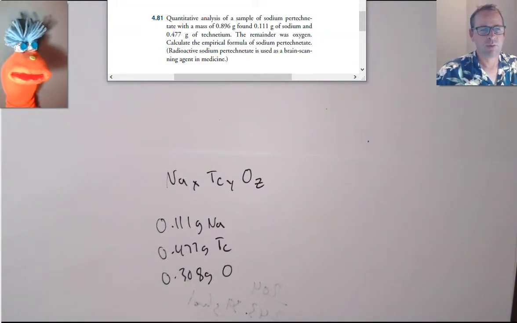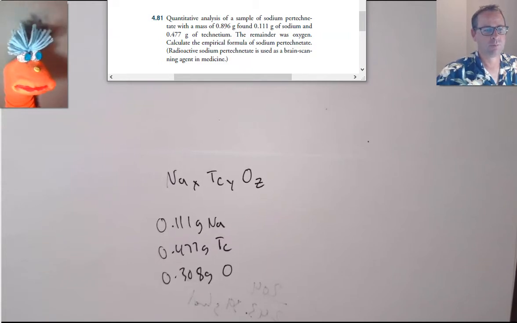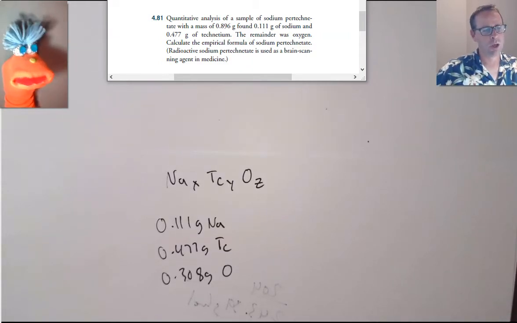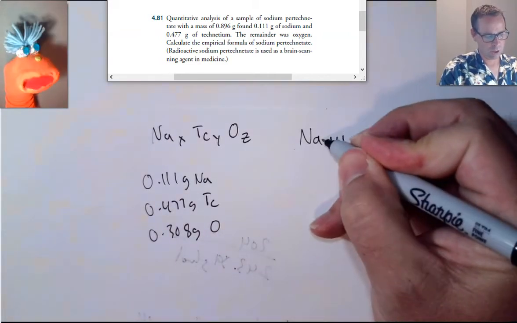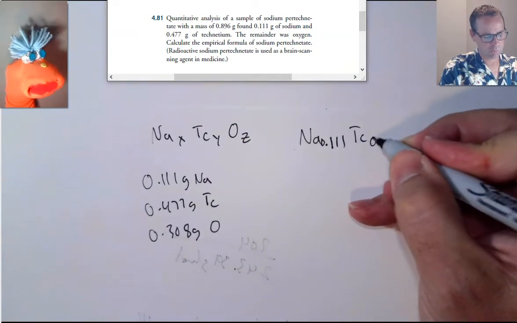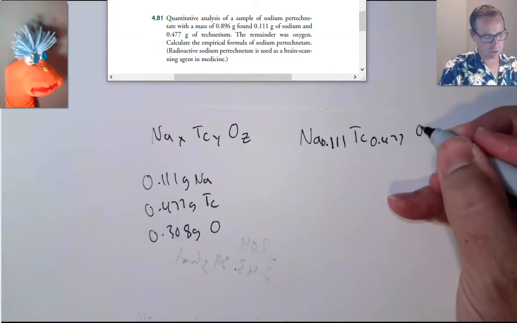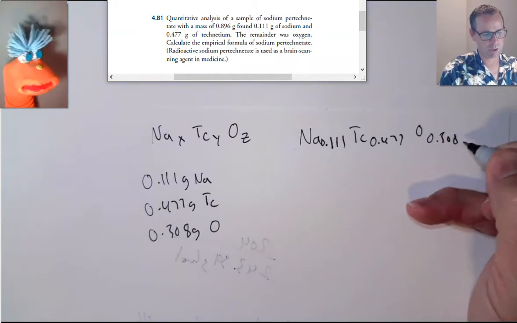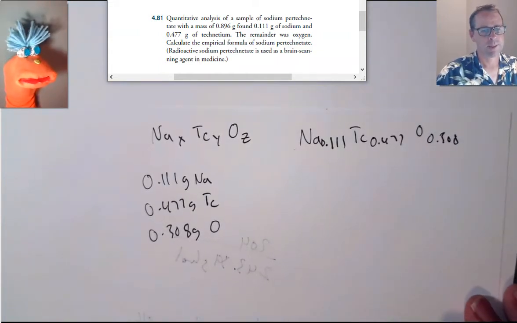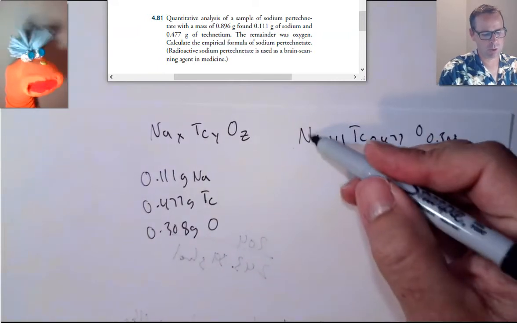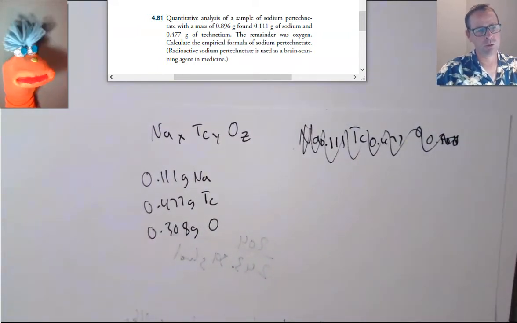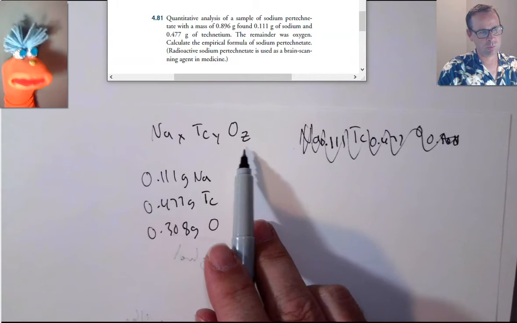How do I find the empirical formula from that? Can you just take the Na 0.111? Like this? Yeah, and then Tc 0.477, and then oxygen 0.308, and then divide by the smallest, which is 0.111. Well, not quite. What's wrong with that? Oh, yeah. No, sorry. Never mind. Just erase that. What was wrong with that? Well, you can't do that because those are grams, and the X, Y, Z there, that's in moles.